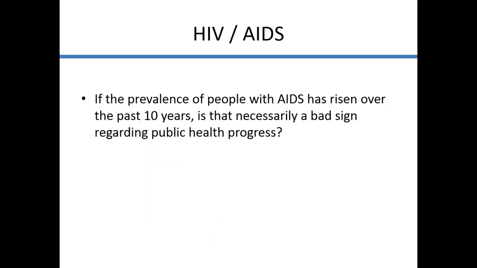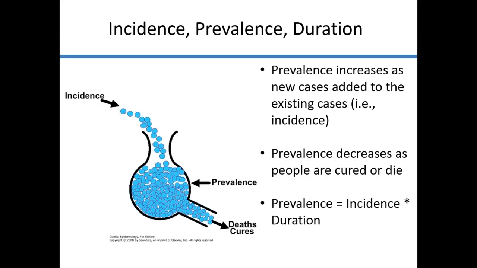So here's another sort of tricky question. If the prevalence of people with AIDS in this country has risen over the past 10 years, is that necessarily a bad sign regarding public health progress? So if the prevalence of AIDS has risen, well, you would think yes, but not necessarily. The incidence could actually have gone down. But if the death rate goes down even more, then the prevalence is going to increase.